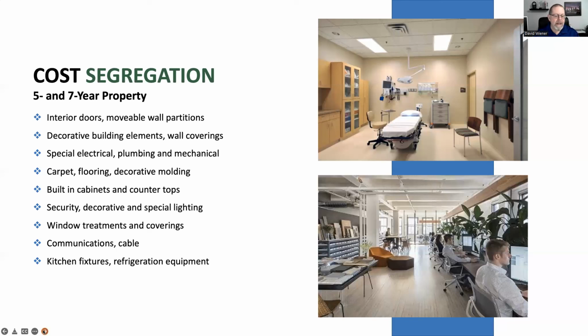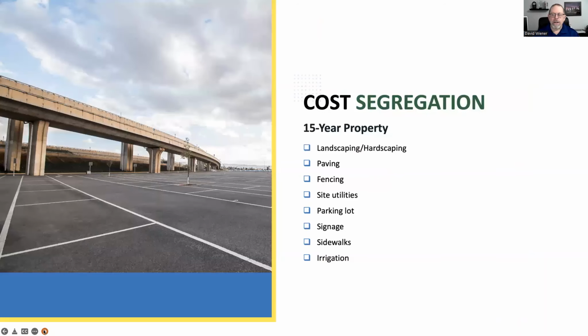And so as we get in, one of the reasons we take pictures is there may be things that we don't think about, but we see them in the pictures and we know, hey, this is something that we can actually accelerate in depreciation. 15 years is basically land improvements, your landscaping, your hardscaping, paving, fencing, utilities. If you have a parking lot or, in commercial, a parking deck, any signage that's there, sidewalks, irrigation, any of that stuff is considered to be 15-year property.